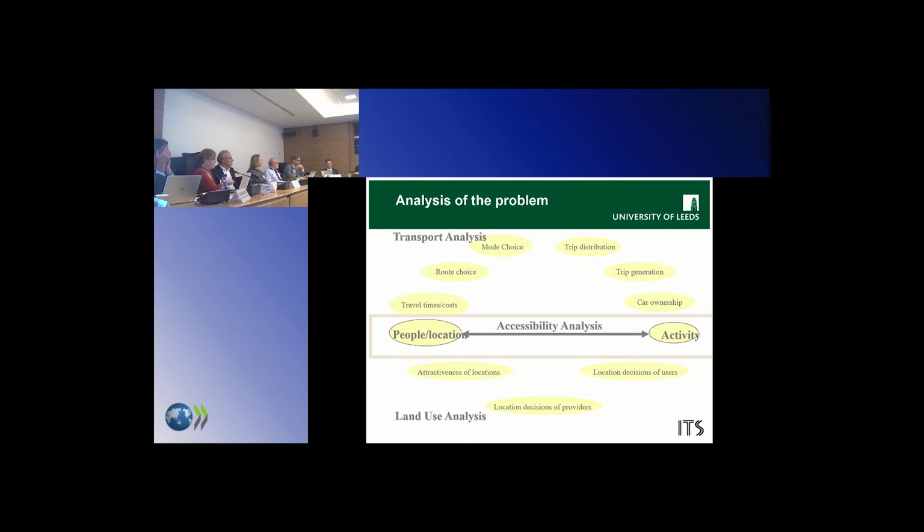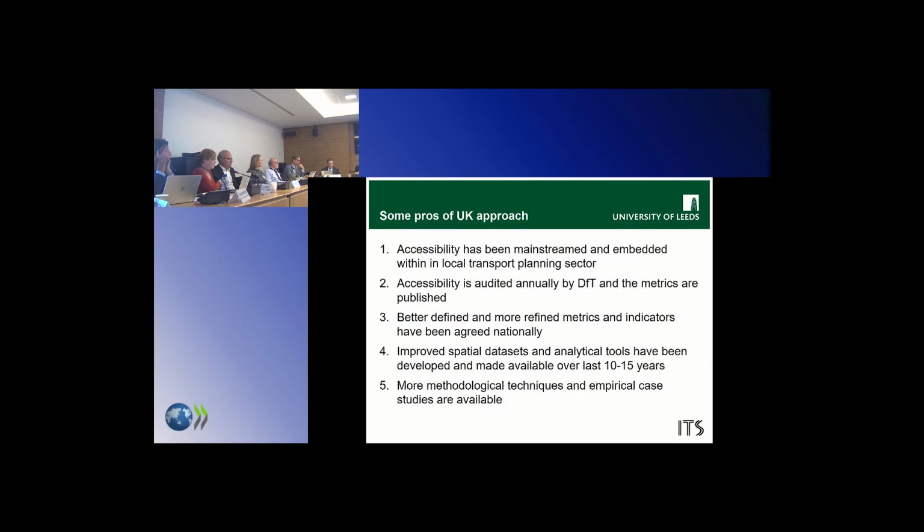So different elements of the land use system and different elements of the transport system, and then thinking about people and whether they could reach their activities. And so I think that, as you can see by the DFT presentation here, it actually has been mainstreamed and embedded within local transport planning, within strategic transport planning, and to a certain extent within land use planning as well.